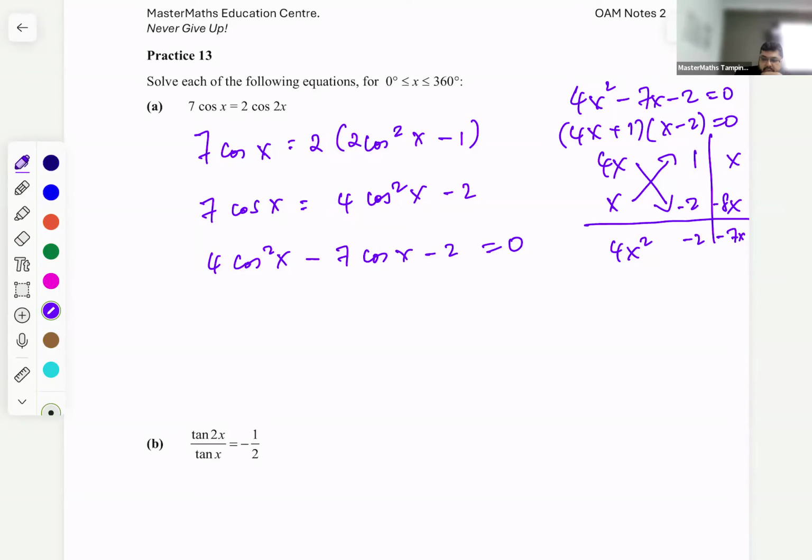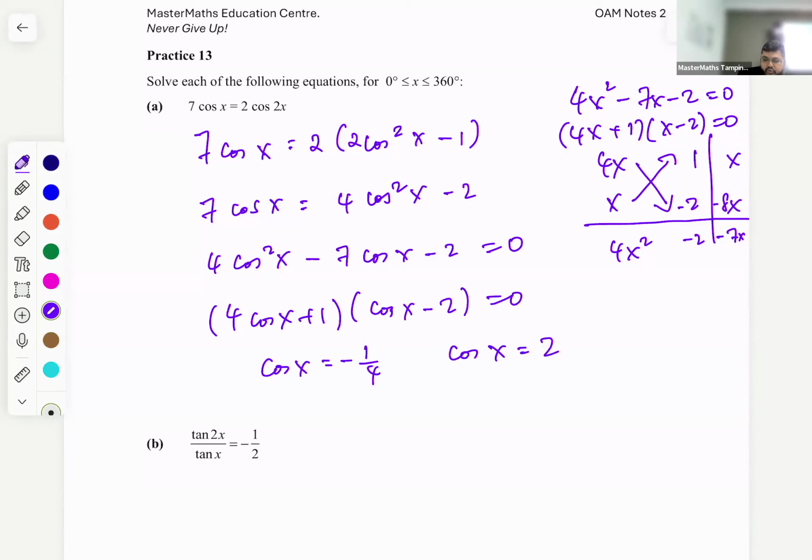Okay, so the same thing. Once you write it here, you have 4 cos x plus 1 and cos x minus 2 is equal to 0. Therefore, cos x is equal to negative 1/4 and cos x is equal to 2. This one you have to reject. Why? Because the maximum cos can go is 1 and the lowest it can go is minus 1. 2 you cannot. So now we are left with the negative, which is in the negative quadrants.